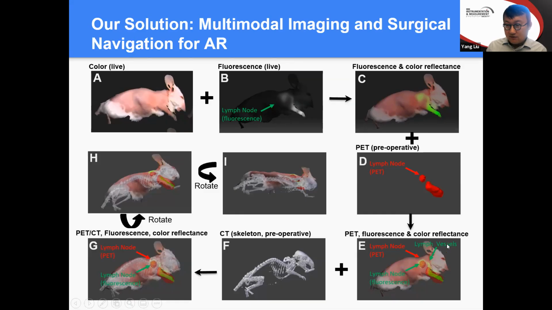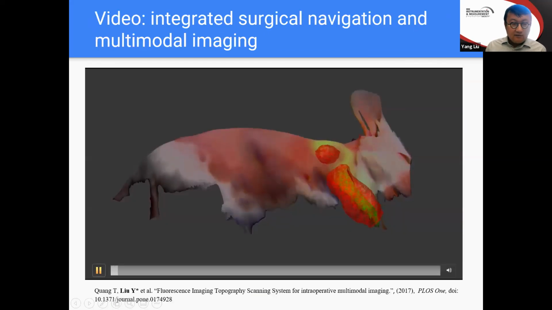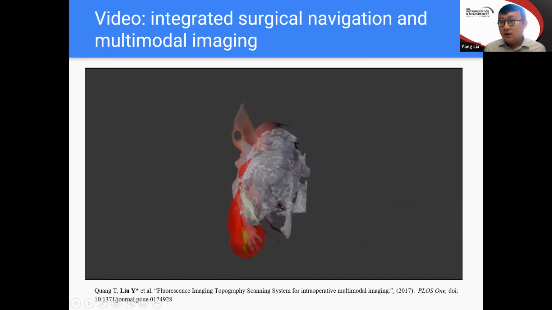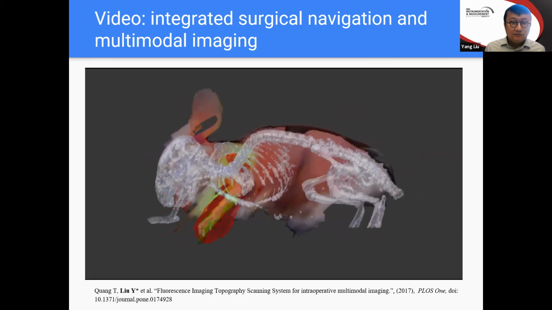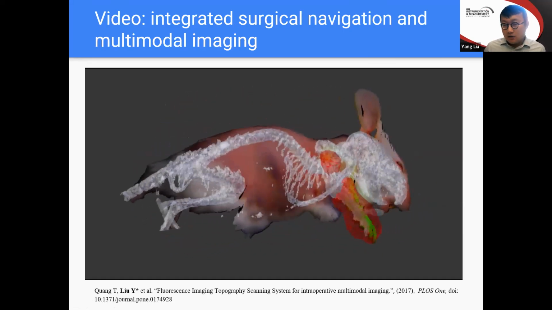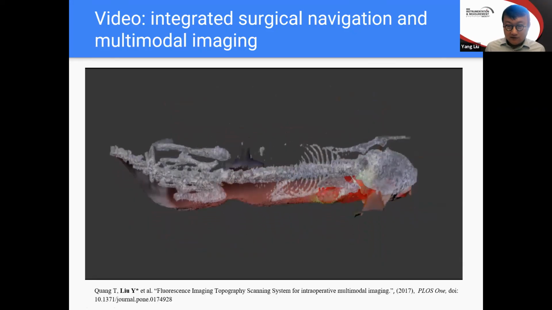Actually, you could even see the lymphatic vessels in the rodent, which are less than 1 millimeter. Right? And on top of that, you could also visualize the CT data. Right? So in figure G, you could also see the scanning data. So instead of having several monitors here and there, the surgeon can have all the information in front of their eyes in 3 dimensions.